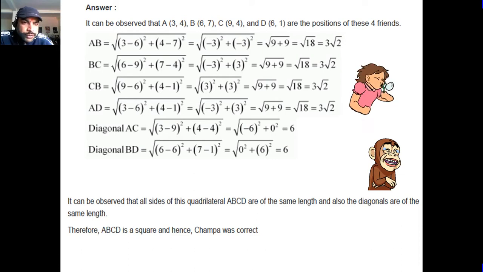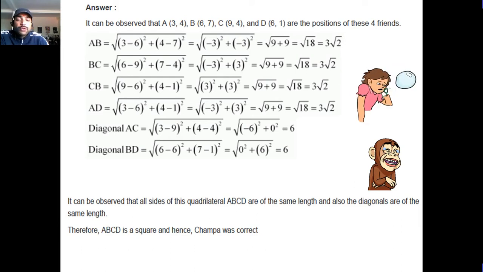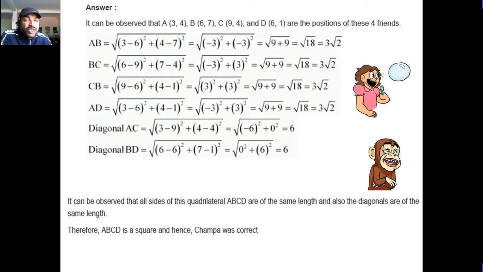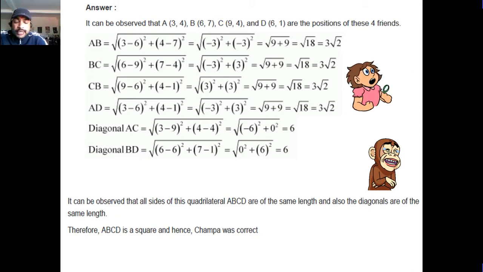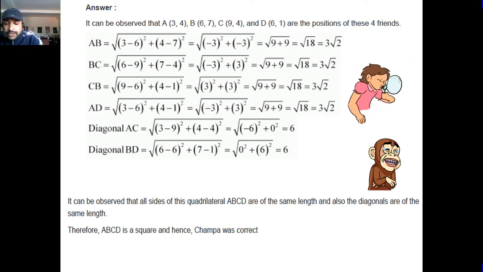are the positions of these 4 friends. AB is equal to 3 root 2, BC is equal to 3 root 2, CD is equal to 3 root 2, AD is equal to 3 root 2. Diagonal AC is 6 and diagonal BD is also 6. It can be observed that all sides of quadrilateral ABCD are of the same length and the diagonals are also of the same length. Therefore ABCD is a square, and hence Champa was correct.